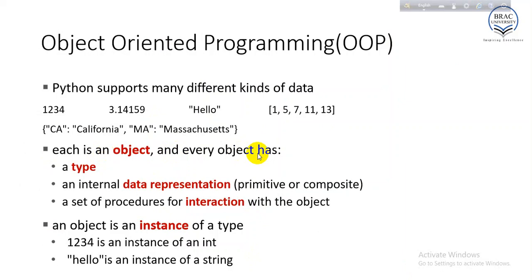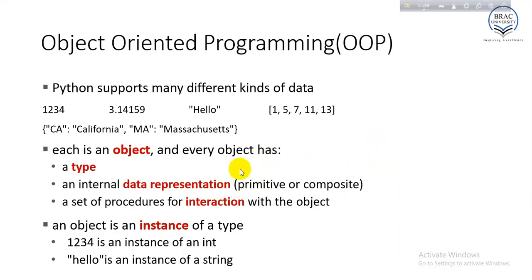So what we can understand from here is that every object has a type. Each of these is an object, and every object has a type. The type of 1, 2, 3, 4 is integer, and this is also an object. And there will be an internal representation that can be primitive or composite. Primitive data types are integer, floating point, or something like this, where we do not use any composite representation. And composite representation means something like lists, tuples, or dictionaries, etc.